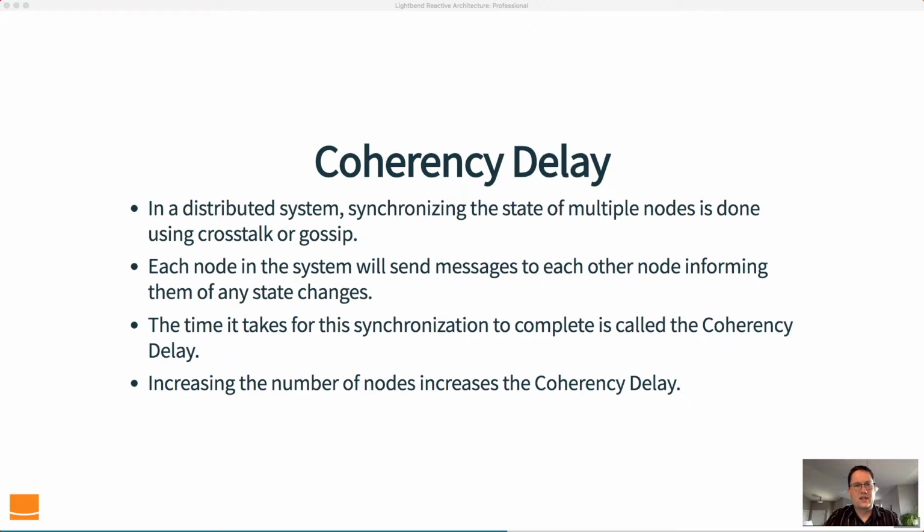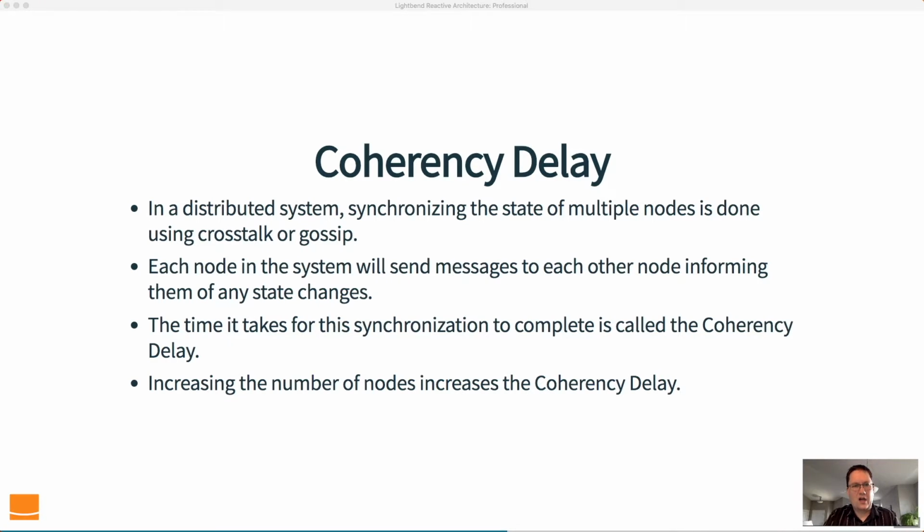So what is coherency delay? Well, in a distributed system, when you're trying to synchronize the state across multiple nodes, we do that using crosstalk or gossip. Essentially, we have a system of multiple nodes, and they want to reach a state of coherence where they all agree on the state of the system. In order to reach that state of coherence, each node in the system will have to send messages to each other node, informing them of any state changes. Over time, all of the nodes in the system will receive all of the messages notifying them of the state changes, and they will reach that state of coherence.